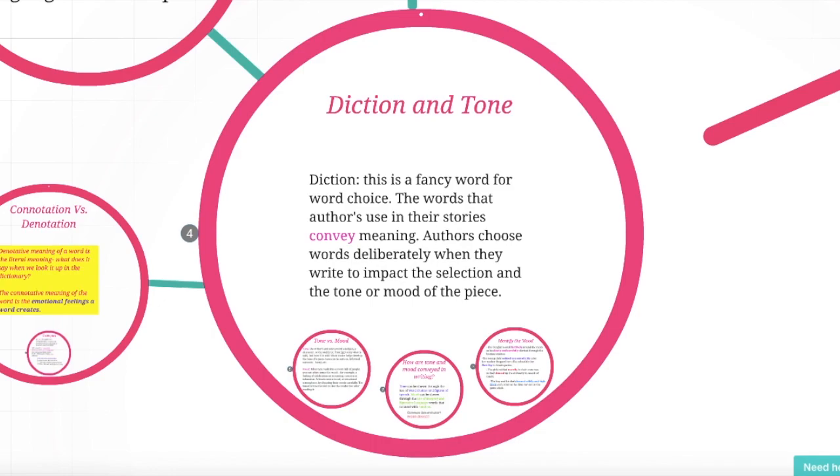The words that authors use in their stories, in their informational essays, in their persuasive writing convey meaning. Authors are deliberate when they make decisions about what words to place in their essays or in their narratives. The reason is because tone is impacted by word choice. The tone of a piece, the mood of a piece, the perspective of the piece is developed through the word choice that the author chooses.